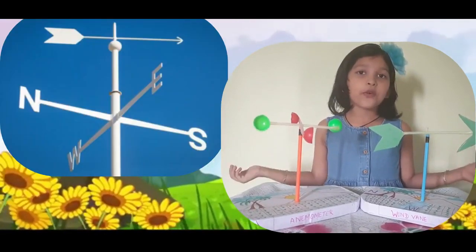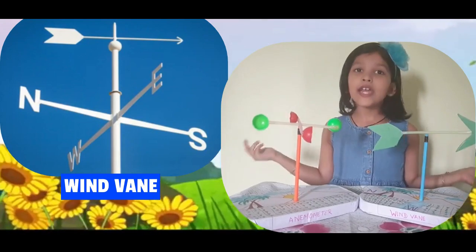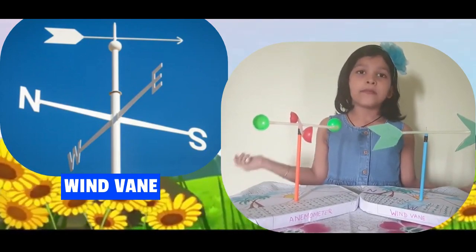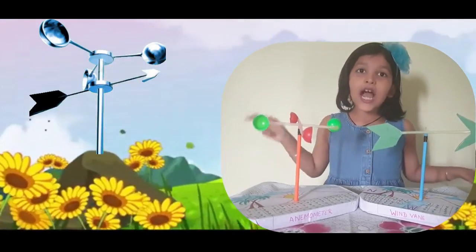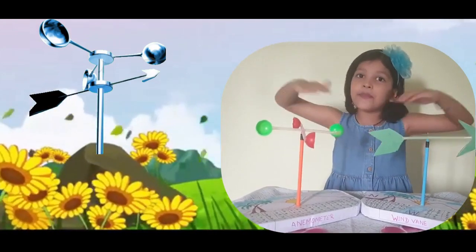The direction of the wind is measured by the instrument called wind vane. The arrowhead will point to the direction where the wind is coming from. These two instruments are found on the top of the weather station or at an elevated position.